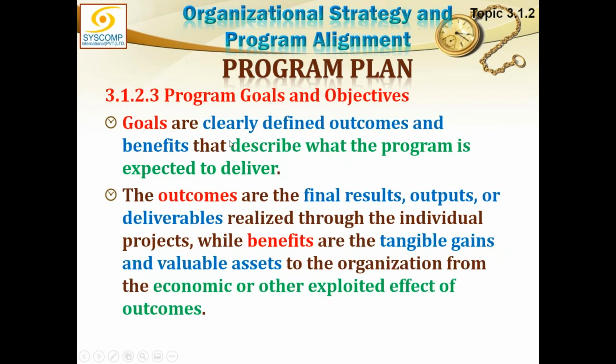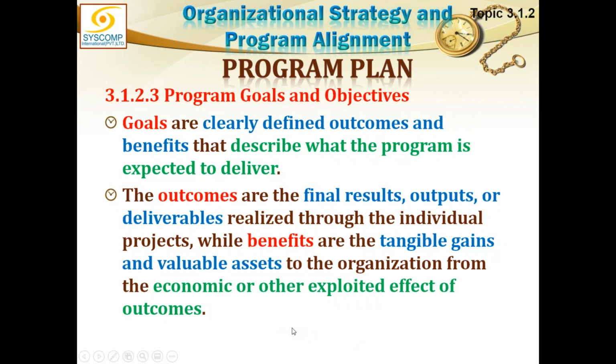Then are the goals and objectives. Goals are clearly defined outcomes and benefits. So goals would be the outcomes and benefits that describe what the program is expected to deliver. And let us see what is the difference between outcomes and benefits, which is usually confused. Output, outcome, and benefit, these 3 terms are completely confused. Outcomes are the final result, outputs are deliverables realized through the individual projects, while benefits are the tangible gains and valuable assets to the organization from the economic or other exploited effect of outcomes, right?